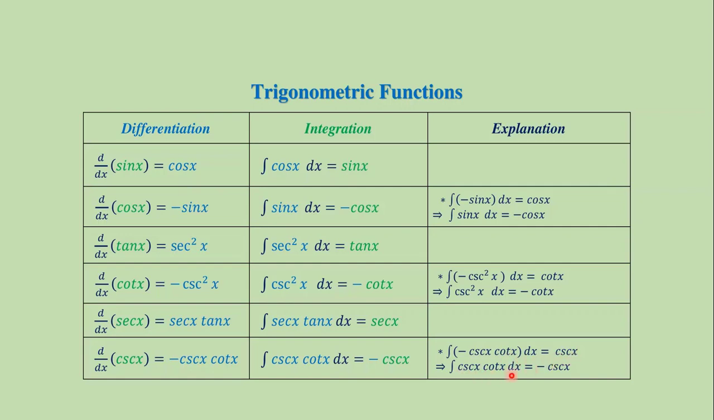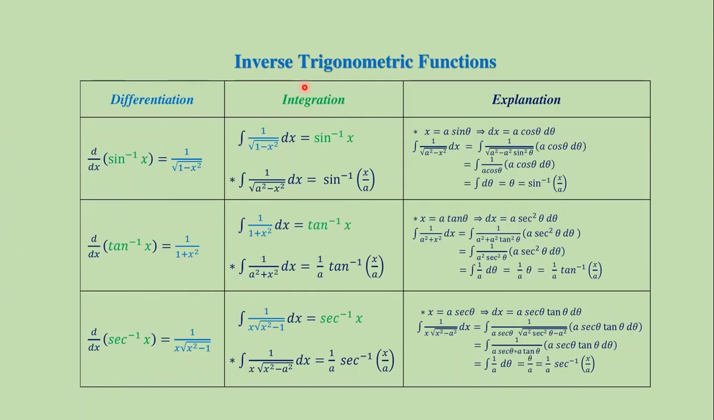And after dividing by the negative sign, we get the formula for integration of cosec x cot x, which is negative cosec x. For inverse trigonometric functions, we know d/dx of sin inverse x equals 1 over the square root of 1 minus x square. So, if we integrate this one, we get back sin inverse x. And instead of 1, if we have a, then the formula will be sin inverse of x divided by a. The proof is given here.